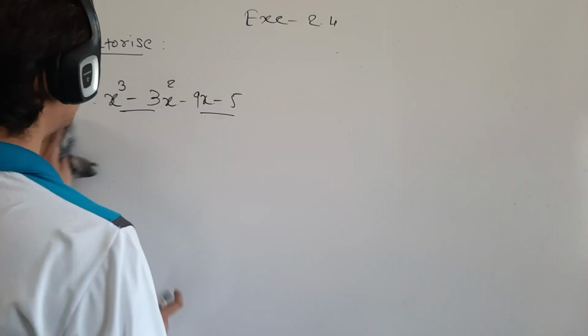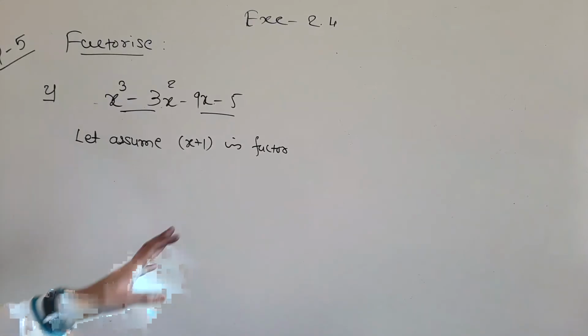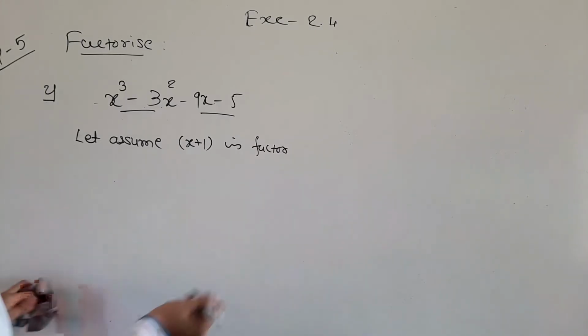So here, if you make brackets, assume x plus 1 is a factor. See, in short, you cannot do anything here. What can you do? You cannot do anything, okay? So if you cannot do anything, then this method you have to use.